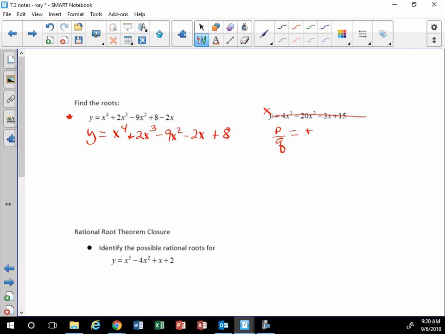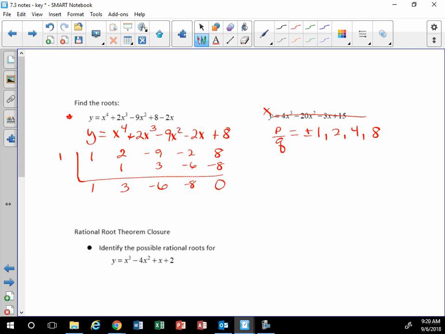So guys, for P over Q, did you get 1, 2, 4, 8? Okay, anybody find one that works? 1, okay. All right, so I am now at x cubed plus 3x squared minus 6x minus 8, right?